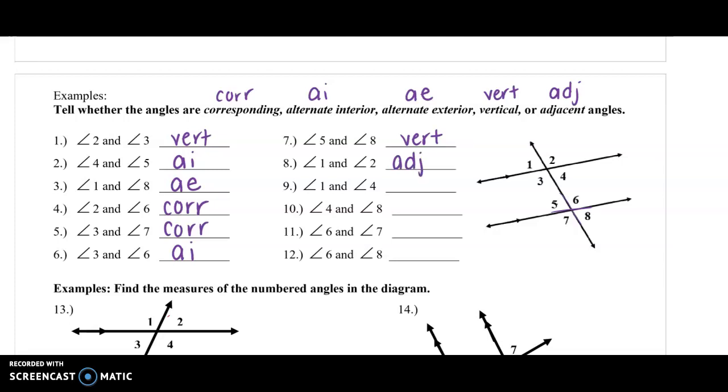Number 9, we have angles 1 and 4 made just by two intersecting lines, on opposite sides. So those are vertical angles. Okay? 4 and 8, those are going to be corresponding. Same side of the transversal in the same spot. So those are corresponding. 6 and 7, same thing. They're going to be vertical because they are made up of two lines and they are across from each other. Vertical. And then 6 and 8, they are just next to each other. They share a vertex and a line. So those are going to be adjacent.